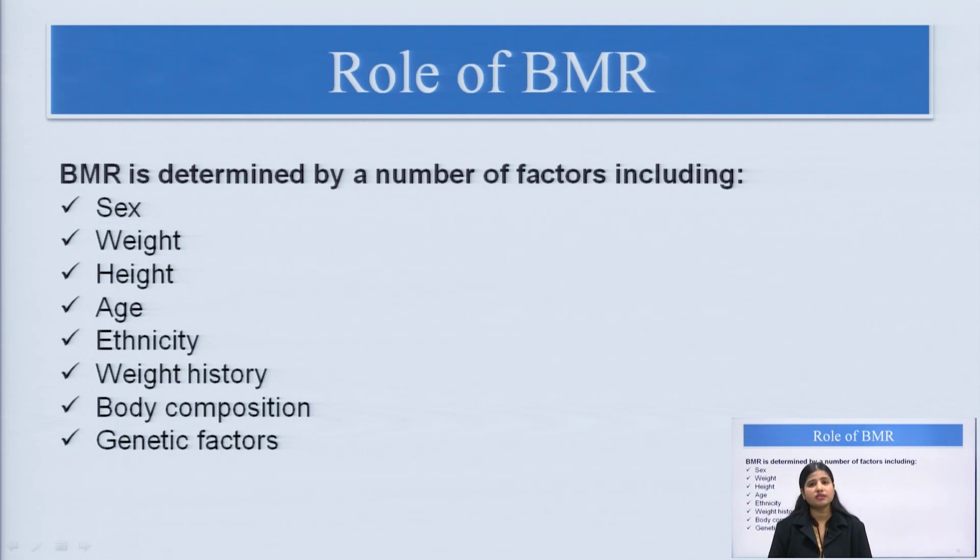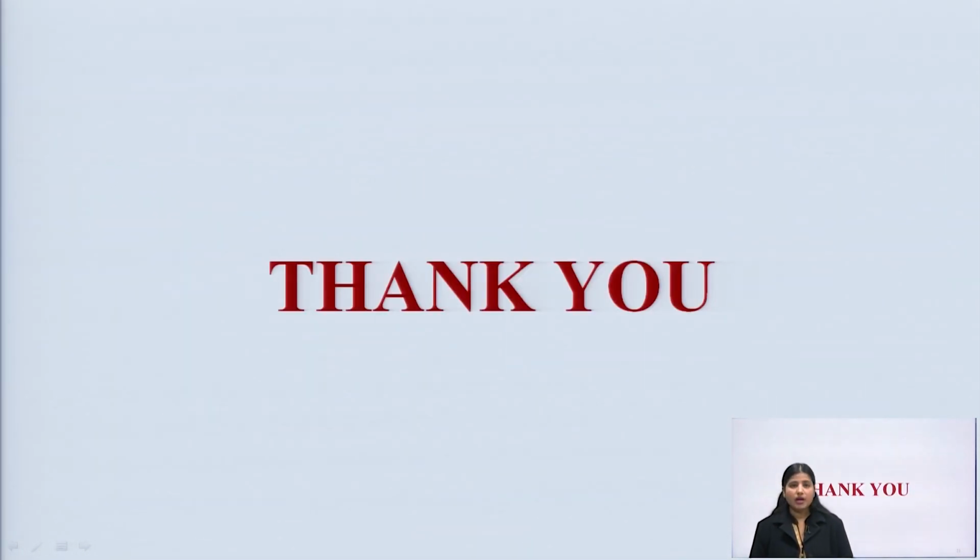Ethnicity: there are some races which have more BMR. Weight history is associated with weight; the more the weight is, the more the BMR is. Body composition is how the body is designed. Then there are some genetic factors associated with metabolic disorders that can also affect the BMR, basal metabolic rate. I hope this is clear to all of you.